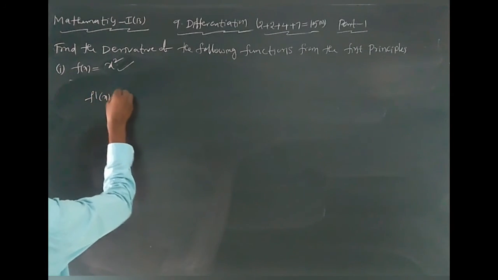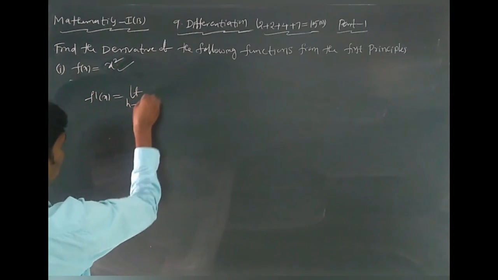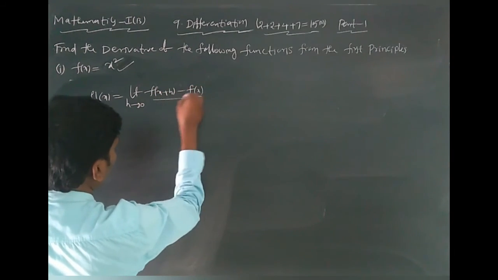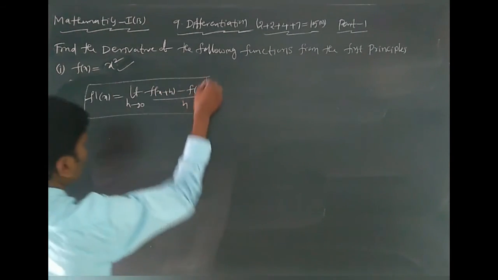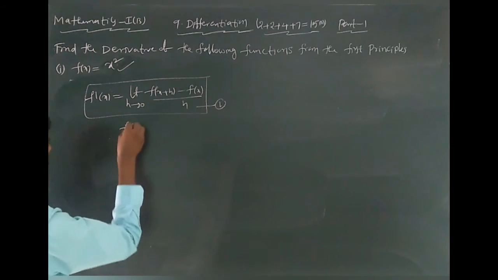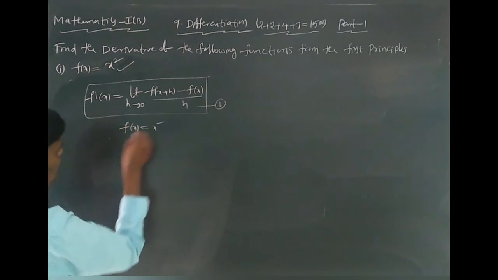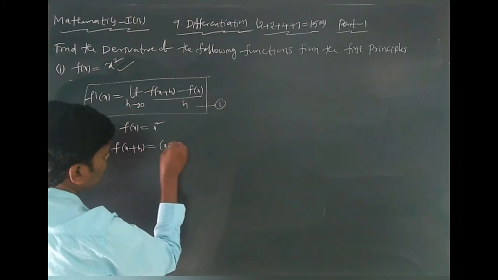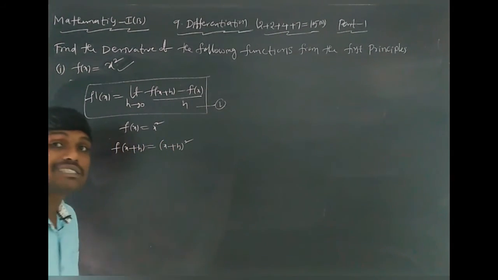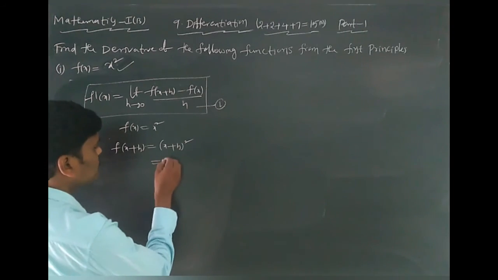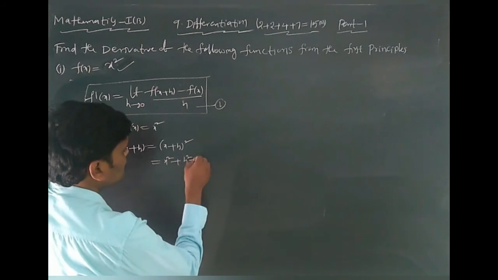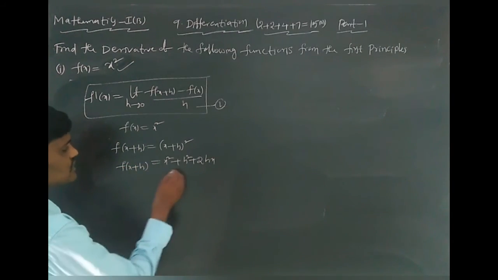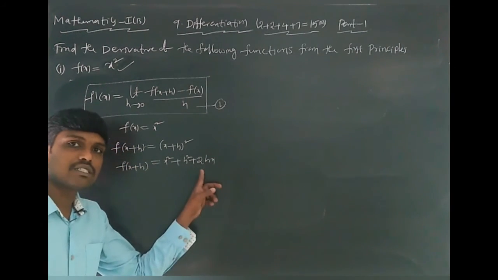f dash x is equal to limit h tends to 0, f of x plus h minus f of x by h. In this formula, you can write this is equation 1. f of x is equal to x square is given. Then f of x plus h is equal to what? f of x plus h is equal to x plus h whole square. Nothing but a plus b whole square, a square plus b square plus 2ab. Here f of x plus h is equal to x square plus h square plus 2hx.